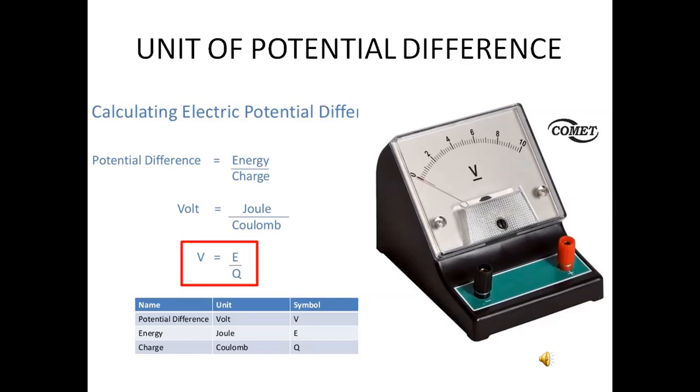So volt equals energy by charge, joule by coulomb. The name is potential difference, the unit is volt, and the symbol is V. Energy: the unit is joule and the symbol is E. Charge: the unit of charge is coulomb and the symbol is Q. So potential difference can be measured using the device voltmeter.